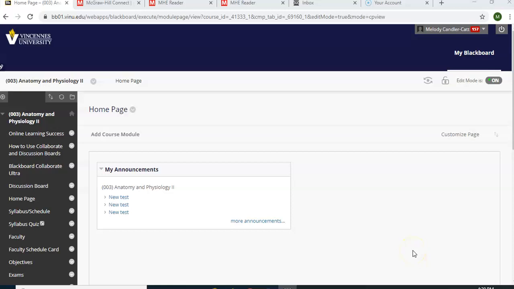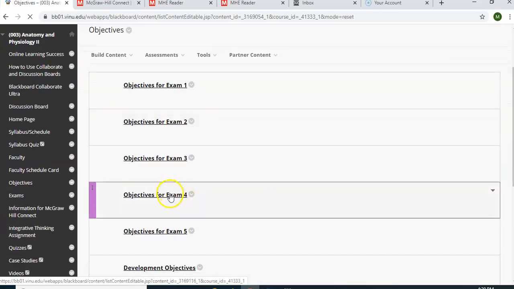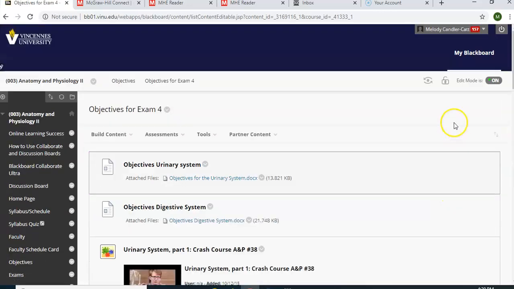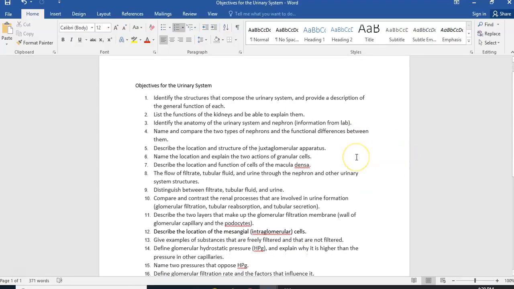Hello A&P2 students. This video is going to cover the urinary system, and we are way down here. We hit the objectives. The urinary system is going to be under exam 4, the objectives for exam 4, and it's listed here, and I already have it pulled up, so let me pull it up here.